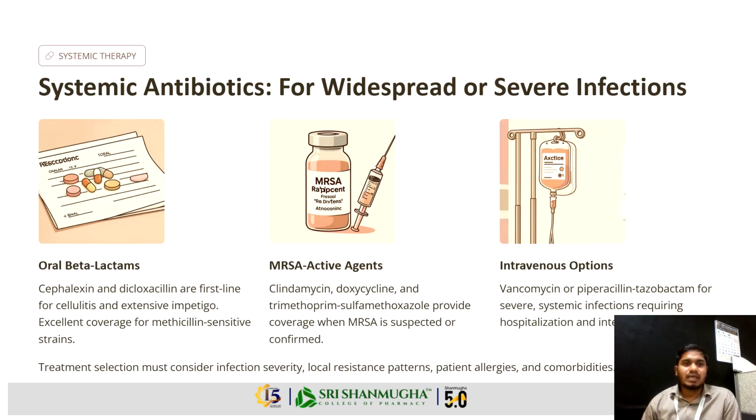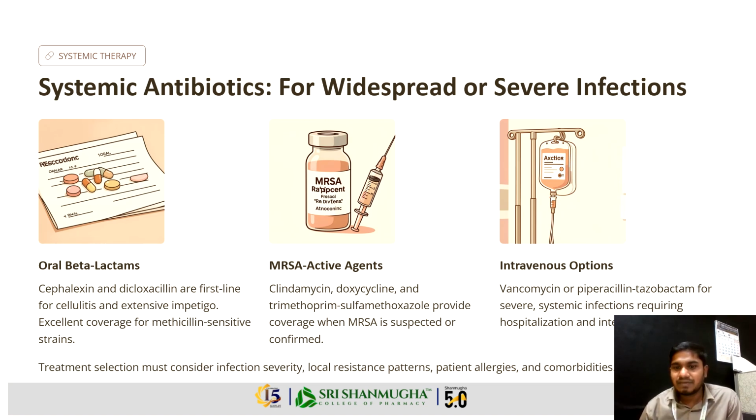Next one, systemic therapy: systemic antibiotics for widespread or severe infections. First, oral beta-lactams. Examples are cephalexin and dicloxacillin, the first-line drugs for cellulitis and extensive impetigo, with excellent coverage for methicillin-sensitive strains. MRSA-active agents, for example clindamycin, doxycycline, and trimethoprim-sulfamethoxazole, provide coverage when MRSA is suspected or confirmed.